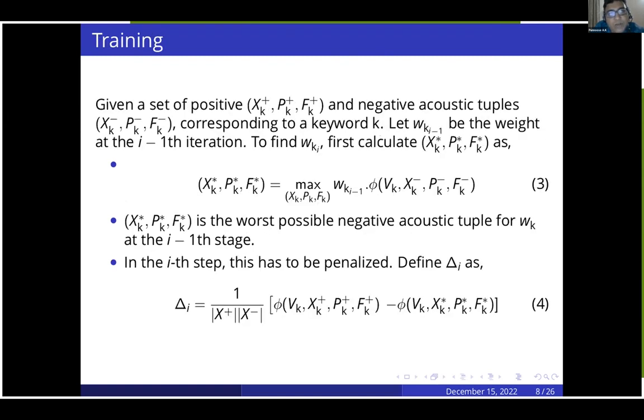So in training, for every keyword we have instances where the keyword is present, and instances where we don't have the keyword, which are termed the negative tuples. This is the general training algorithm. It is basically similar to an online discriminative margin based training.